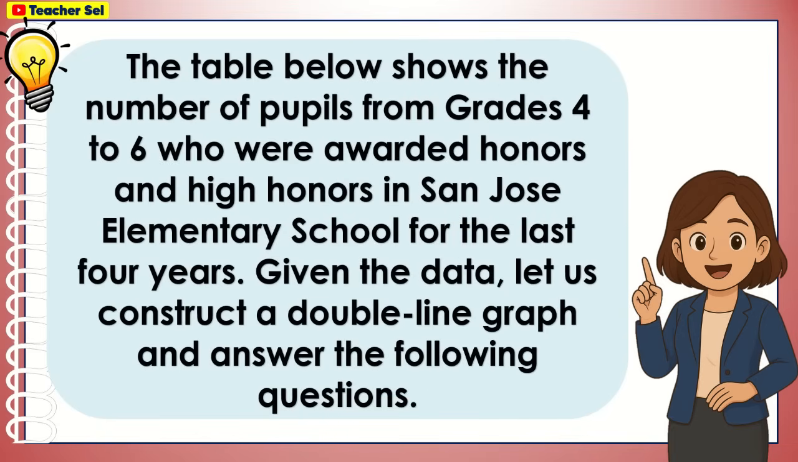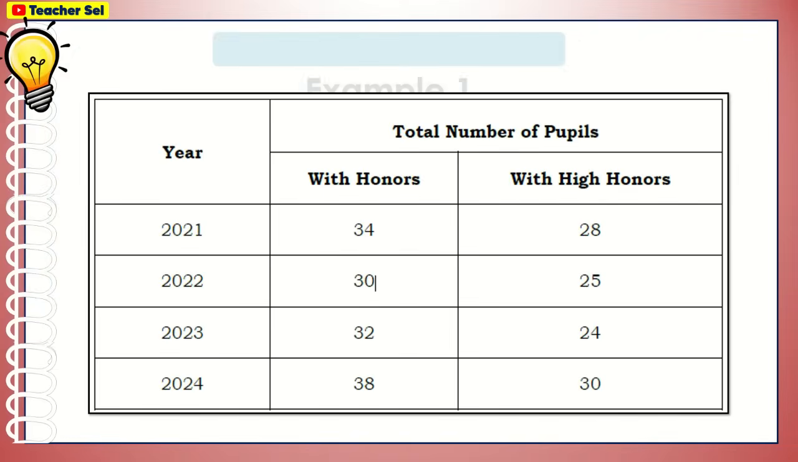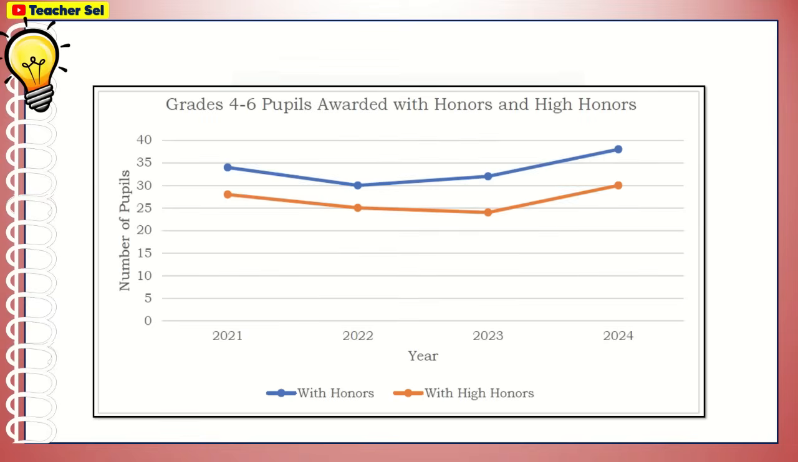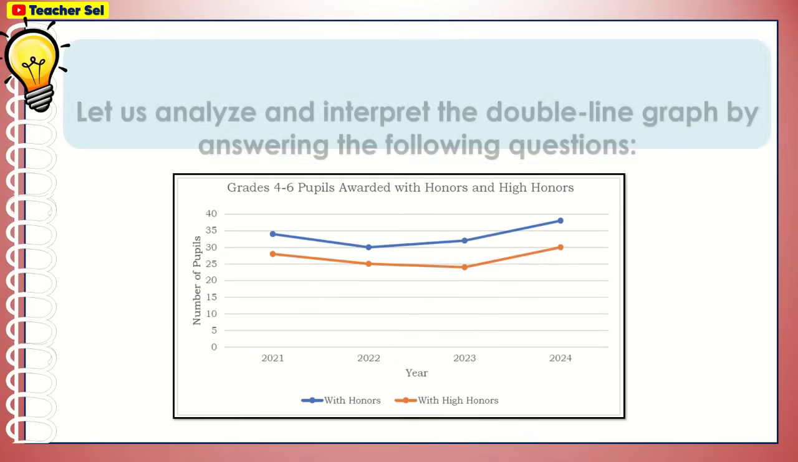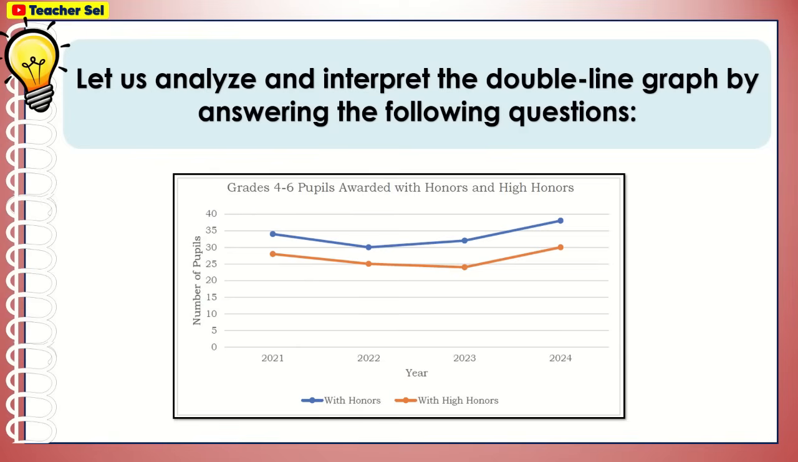The table below shows the number of pupils from grade 4 to 6 who were awarded honors and high honors in San Jose Elementary School for the last 4 years. Given the data, let us construct a double-line graph and answer the following questions. Double-line graph. Let us analyze and interpret the double-line graph by answering the following questions.